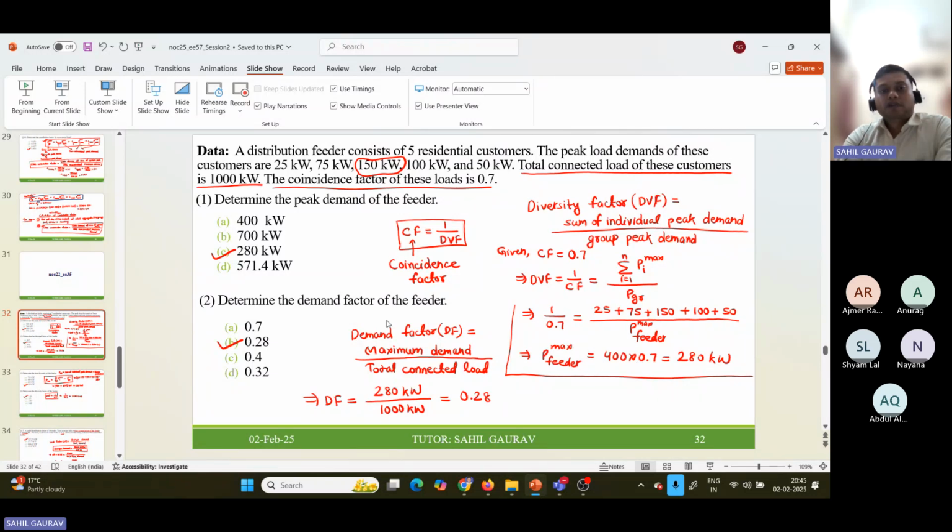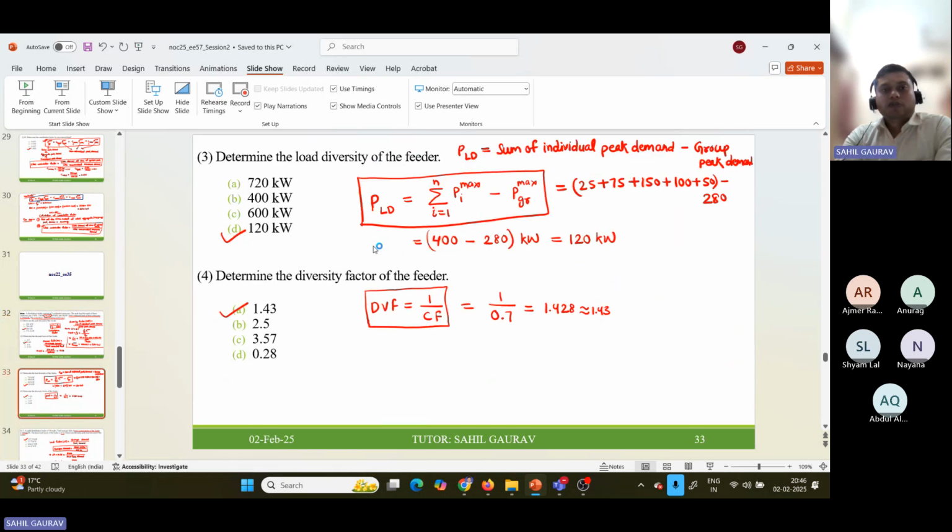Now the second problem: find the demand factor of the feeder. Demand factor is maximum demand over total connected load. Maximum demand we have found is 280 kilowatt. Total connected load is given in the problem as 1000 kilowatt. So we will get 0.28 as the answer.